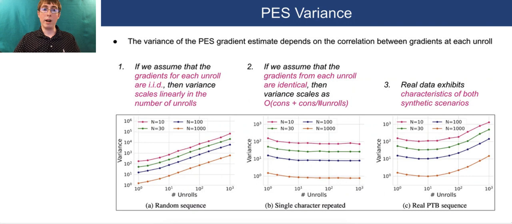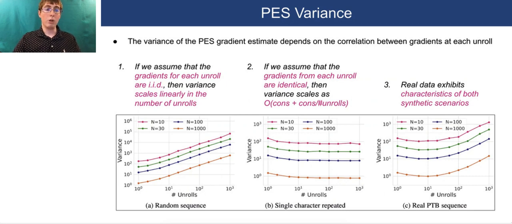Next, we look at the variance of the PES gradient estimate, which depends on the correlation between the gradients at each unroll. So we consider several possible scenarios, and we measure these variances using a tiny LSTM on both synthetic and real data from PenTreeBank. And we deal in each case with a fixed sequence of length 1000, which we split into different numbers of truncated unrolls.